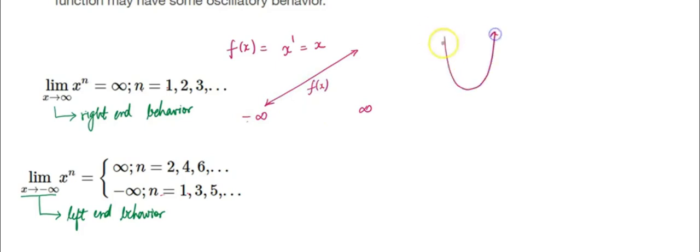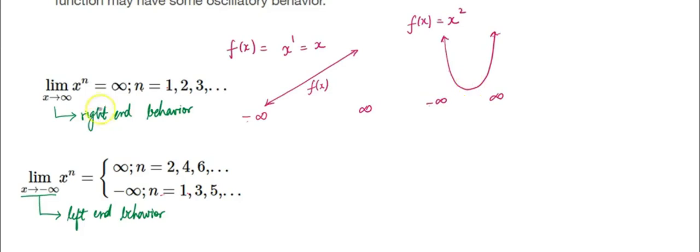Now take degree 2. Your f of x is now x power 2. When your degree is 2, at the left end as well as at the right end, you notice how both ends point upwards, as in it's going towards positive infinity. So your limit approaches positive infinity as x approaches positive infinity. Your limit of f of x approaches positive infinity as x approaches negative infinity.